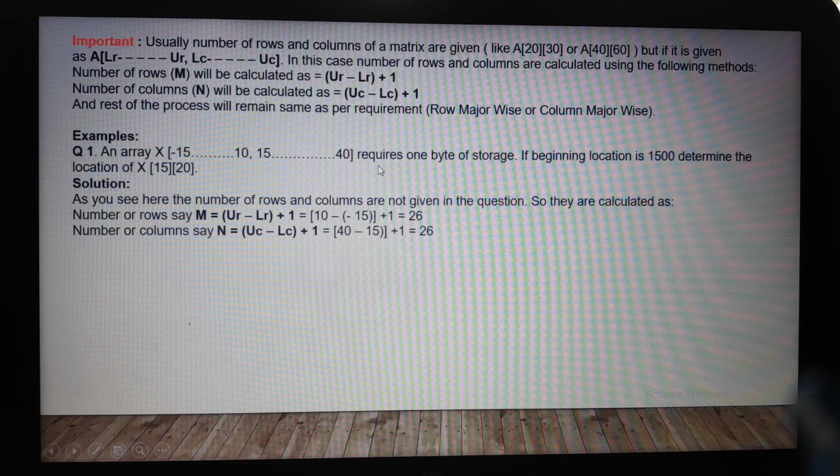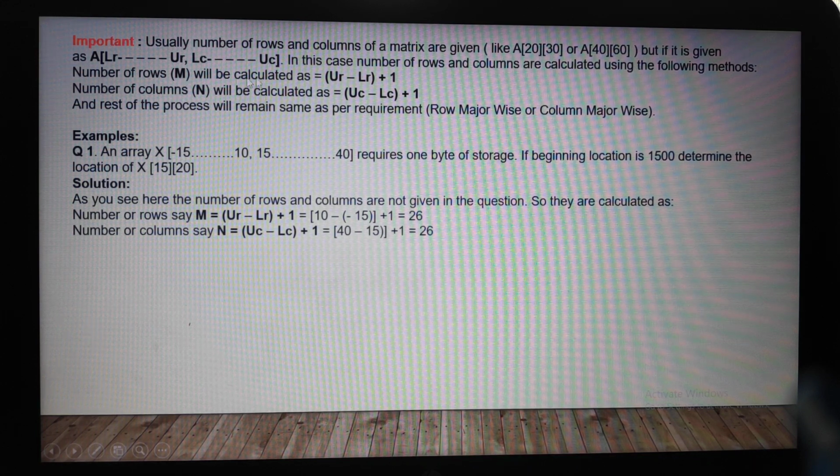So one very important thing we'll have to take care of while calculating this is that usually the number of rows and columns of the matrix are given like 20 by 30 or 40 by 60. But if it is given as lr dot ur and lc dot uc, in this case the number of rows and columns are calculated using the following method.